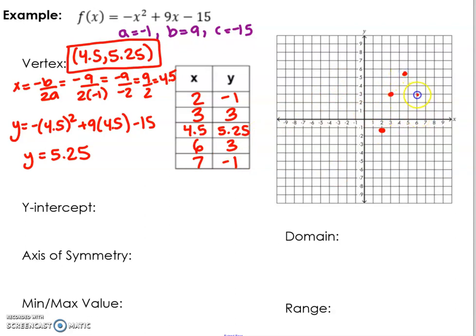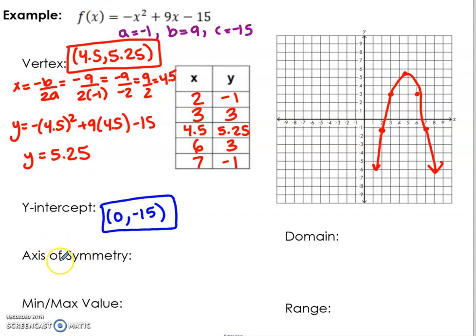And our parabola, as we can see here, is going to be pointing down. The a value is negative, so that makes sense that it would be pointing down. Right? Negative means frowny face. Ooh, bad graph again. So the y-intercept, plug in 0 for x. It's just going to be our constant term, so negative 15.